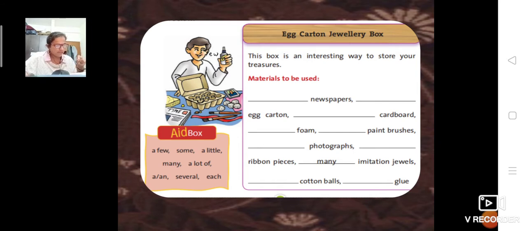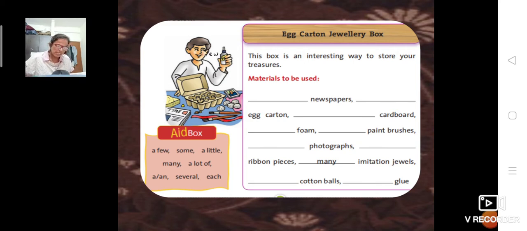So here foam is used, a little foam. Foam is an uncountable noun, children, a little foam. Dash, paint brushes. We can see that at least 2-3 he maybe has. So I can say many paint brushes, and dash, photographs. So you can see at the corner many photographs. You can see the thickness of that. It shows that there are many. So a lot of photographs.